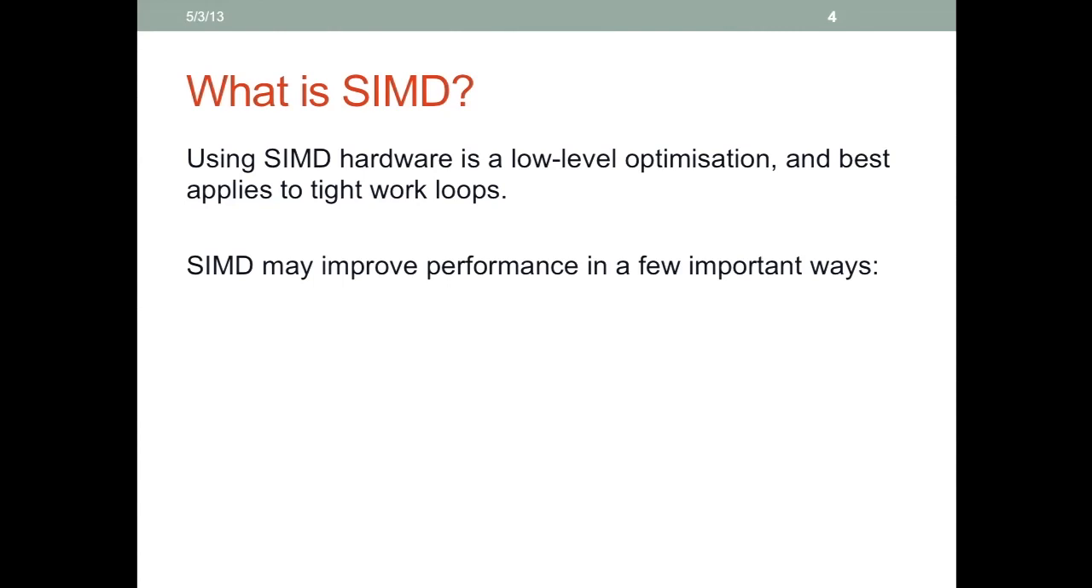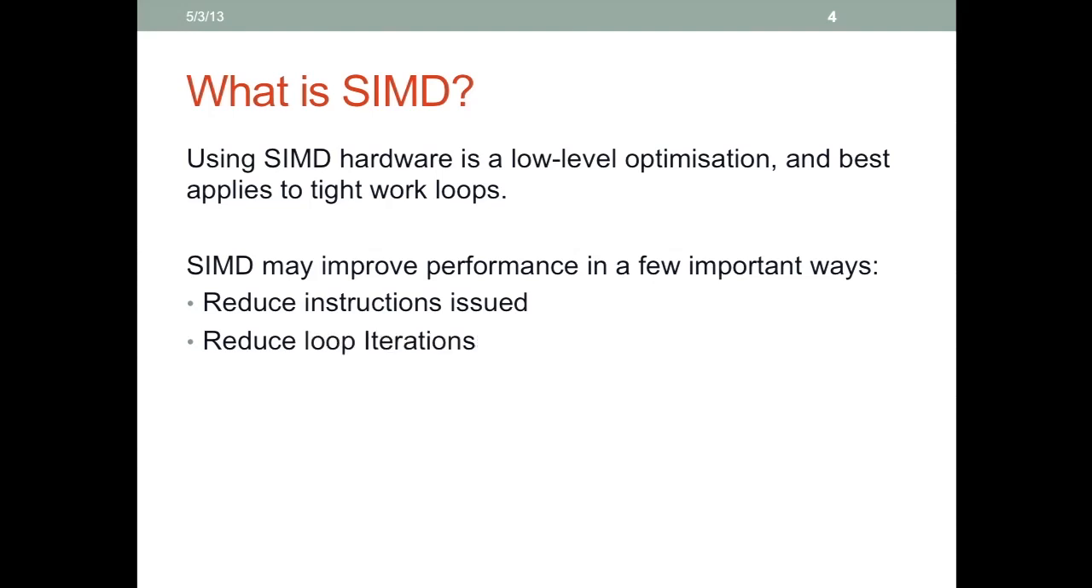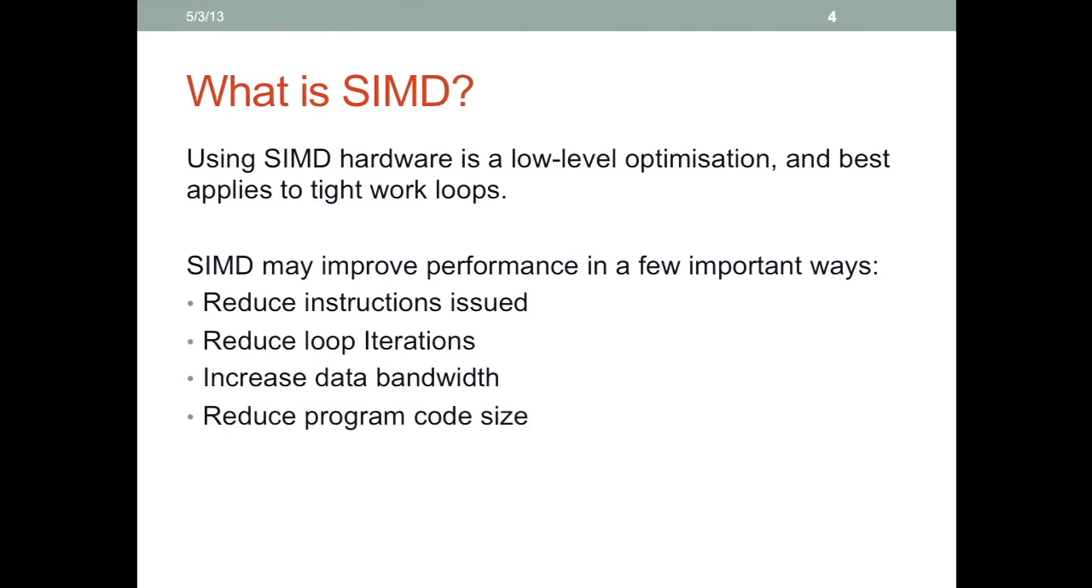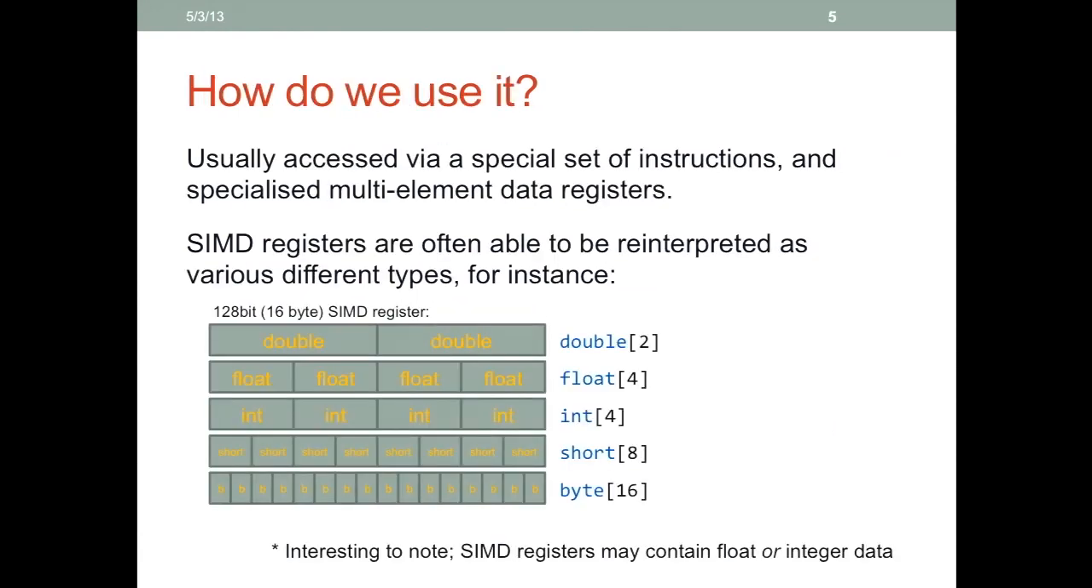SIMD may improve your performance in a few important ways. One, it may reduce the number of instructions issued significantly, in that it can perform 4 times or more the amount of work in a single instruction. It may reduce loop iterations significantly, by a factor of 4 or more. It will increase your data bandwidth and should reduce your overall program code size, which may give you big iCache improvements as well. And it often offers specialized instructions to perform lots of complex tasks, which can be useful in very application-specific code.